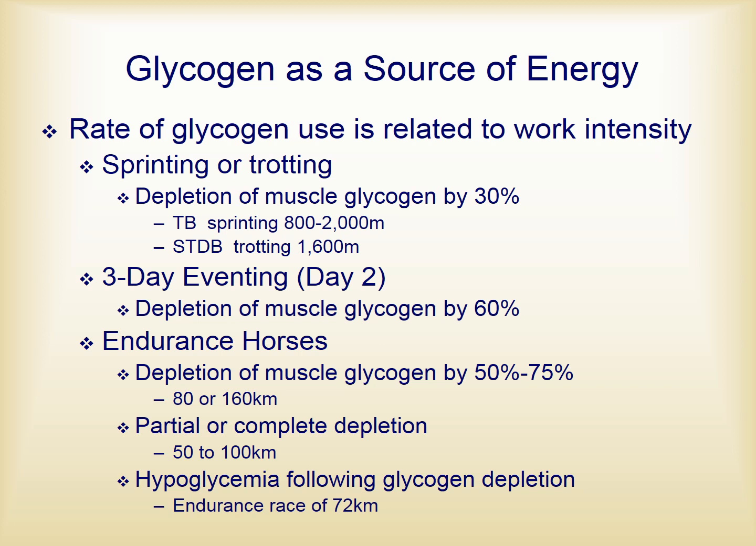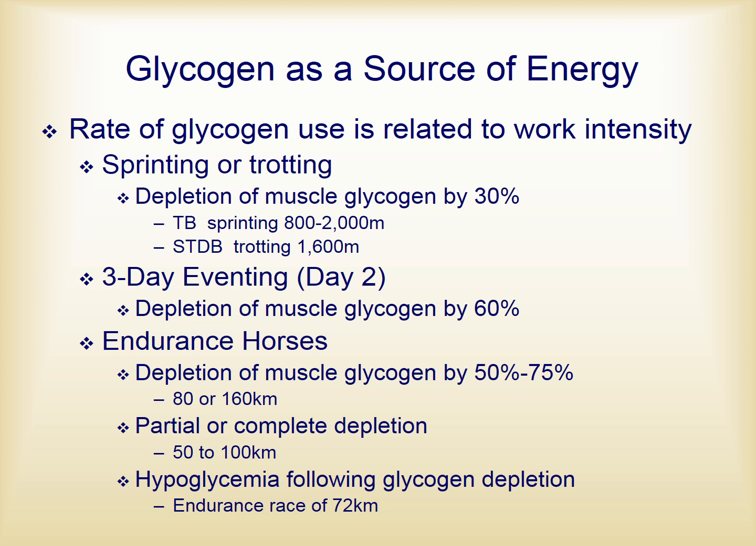Horses that are sprinted or trotted have a depletion of muscle glycogen by about 30%, and this was found in thoroughbreds sprinting between 800 to 2,000 meters, or standardbreds trotting at 1,600 meters. 3-day eventing horses that were evaluated on day 2 had a depletion of their muscle glycogen by 60%. In endurance horses, a variety of studies have been done finding different levels of glycogen depletion. One study found a depletion of muscle glycogen by 50 to 75% between 80 to 160 kilometers of racing.